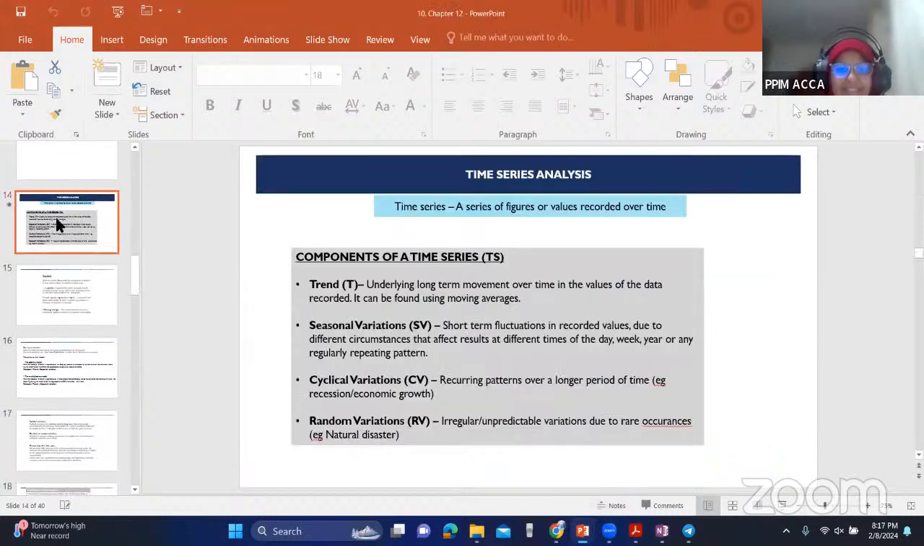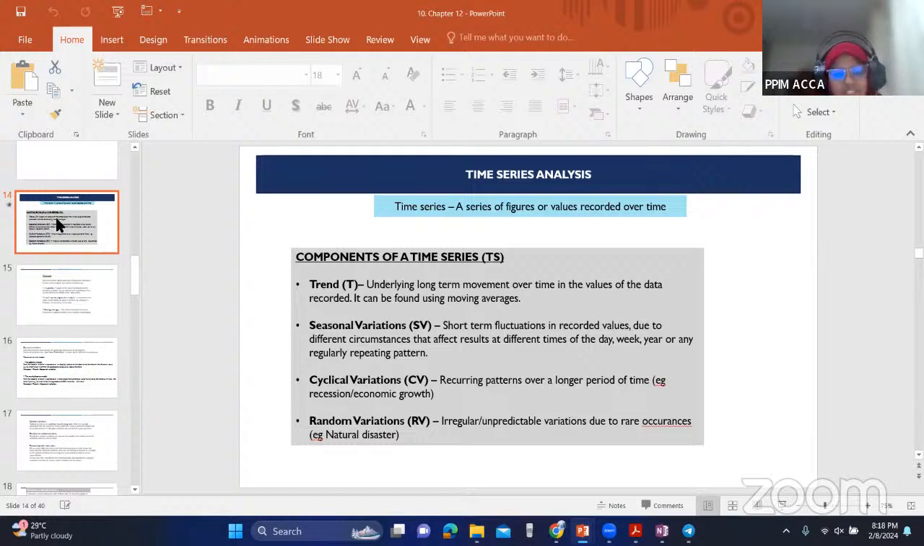It is a series of figures or values recorded over time. And a time series, obviously, like in the question itself, it's saying there were 4 components: the trend, the seasonal variation, cyclical variations, and random variations. Okay, so what are they? Trend is the long-term movement over time. So if you take sales, for example, now any business, if you're doing well, from year to year, there has to at least be a slight increase in the sales, right? At least a slight increase. So definitely, the slight increase will fall under trend.